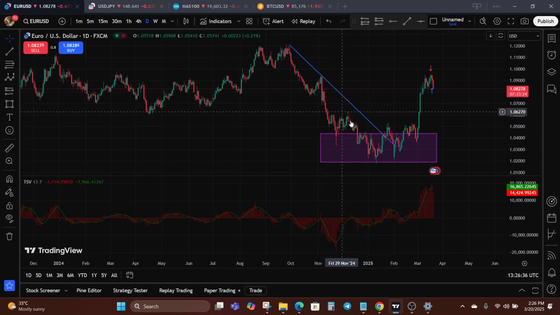This is trading in the direction of the sell trend. We had a pullback here. We had a significant increase in volume. So this was actually a good opportunity to enter a sell.